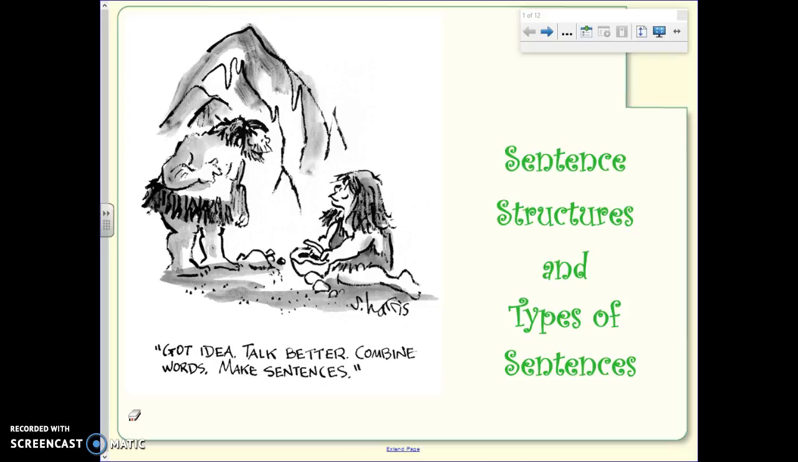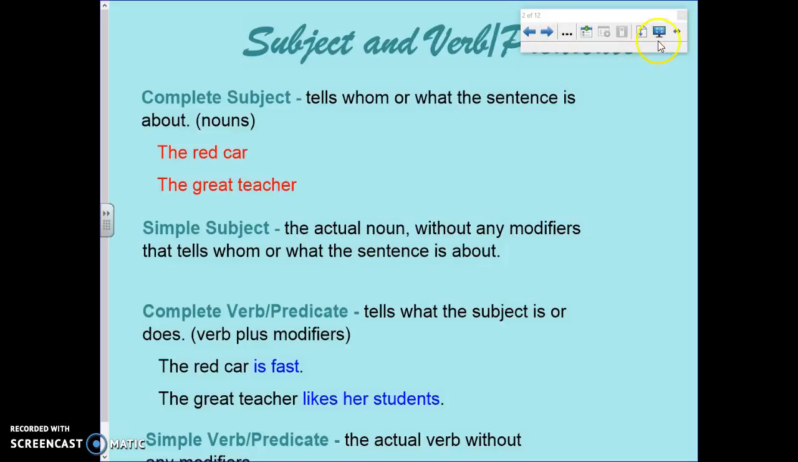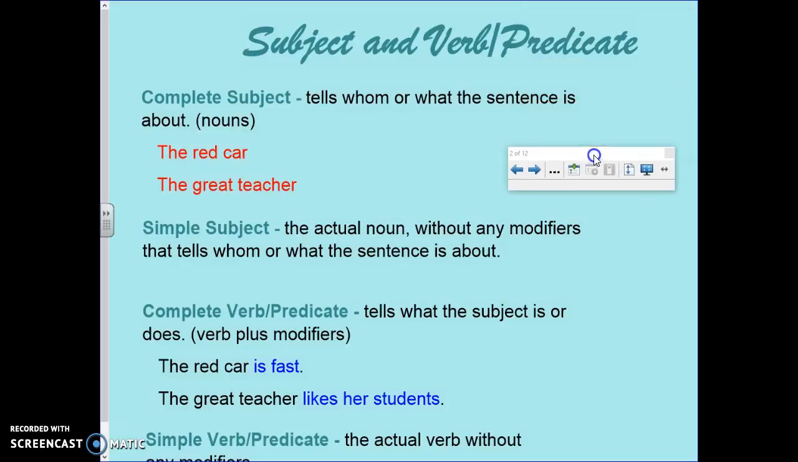So looking at this cartoon is important. Got idea, talk better, combine words, make sentences. So that's basically what we're going to do, is we're going to make sentences. The first one we're going to look at is this idea of subject and verb slash predicate. So we're looking at the idea of what the subject of the sentence is, or what the sentence is about, as well as the action that's taking place.